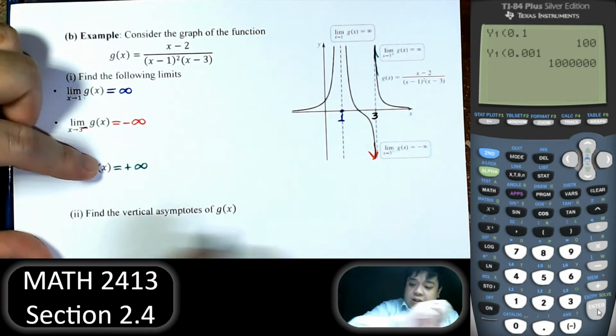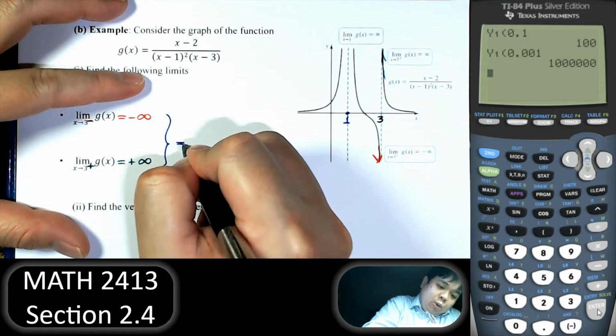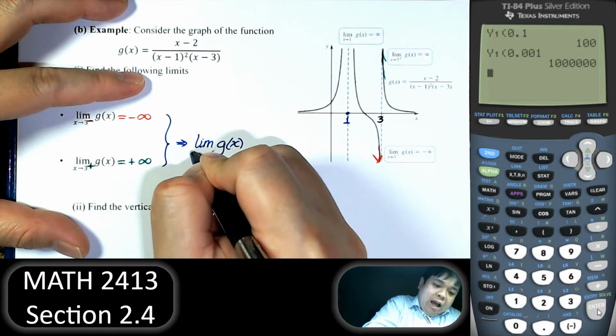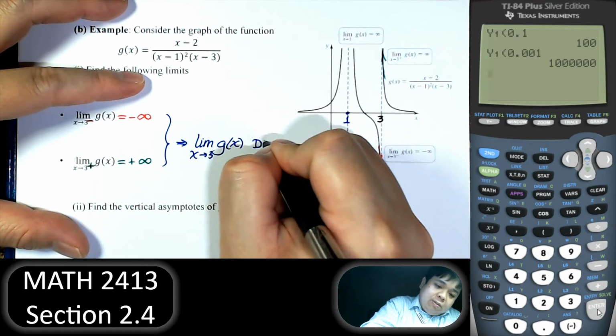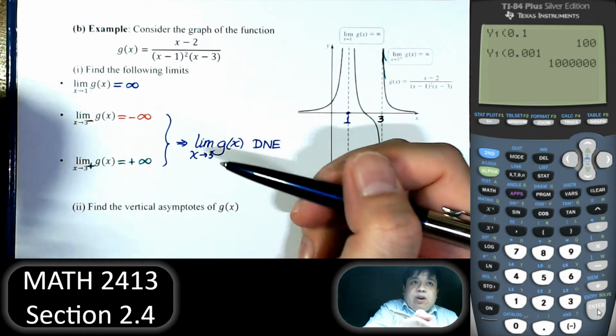Because of that, the question did not ask us, but because of this, we can say the limit of the function as x equals 3 does not exist. This one we know for sure does not exist, and it is not infinity or negative infinity.